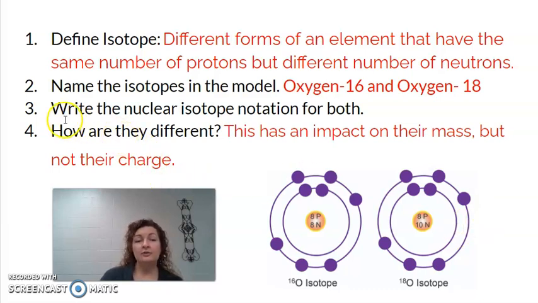It says, for number 3, write the nuclear isotope notation for both. Well, that is already written down here at the bottom, and it's super simple. The notation for it, you're just going to write the symbol of your element, so a capital O. And then in the upper left-hand corner, it's going to be a superscript, okay? You're writing the same number, which is the atomic mass. That's it. So it's a capital O and the 16, or a capital O and the 18. Make sure it is in the upper left-hand corner, though, because it is a superscript.